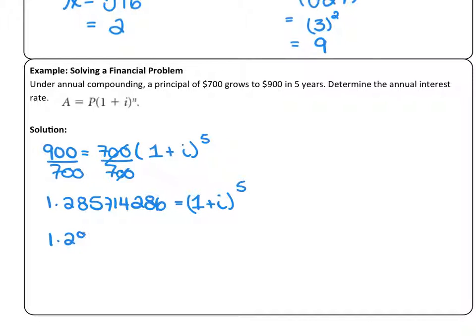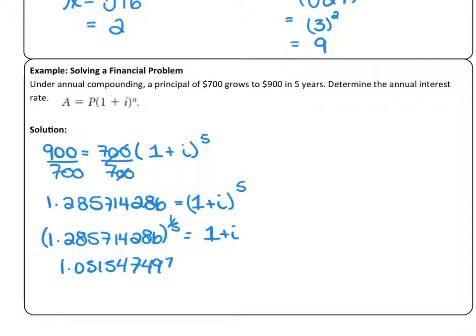So it's 1.285714286 to the 1/5, equals 1 plus i. So we'll take the 5th root of that. So I'm going to do that. And I get 1.051547497 equals 1 plus i.